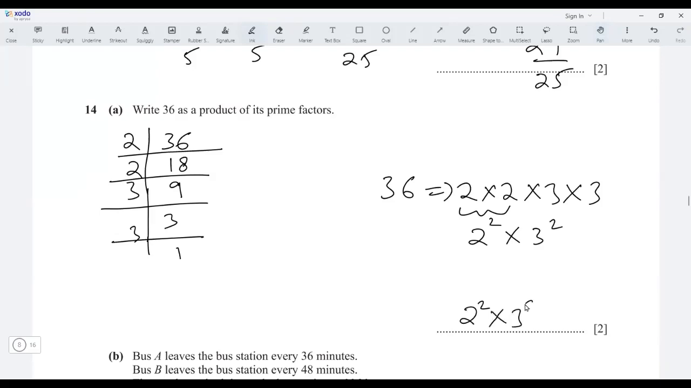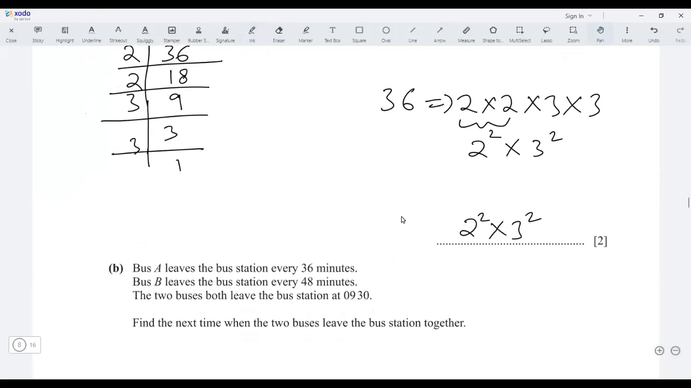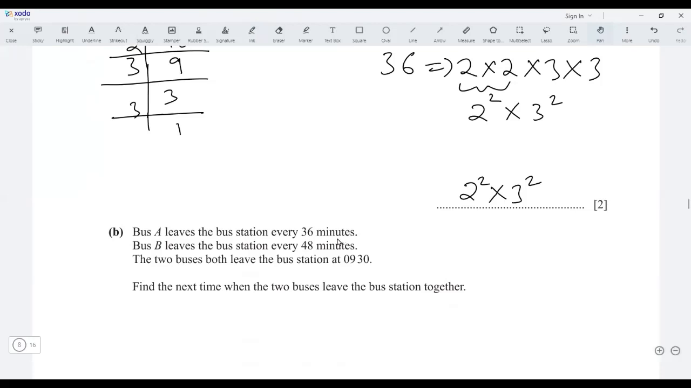So what's to be done in the next question? Bus A is leaving the bus station every 36 minutes, and the other bus B leaves the station every 48 minutes. The two buses both leave the station at 9:30. This is the leaving time. We have to find the next time when these two buses leave the bus station together. Together means the common thing.